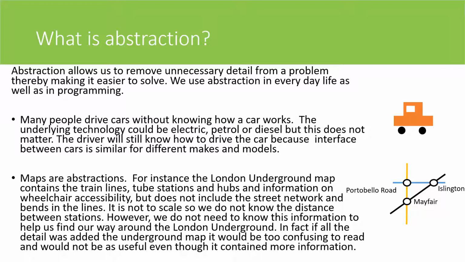Another type of abstraction that we use day to day is maps. The London Underground map is a particular example that only contains train lines, the tube stations, hub information and information on wheelchair accessibility, but doesn't include information on street network, bends in the lines, or distance. It's completely out of scale. All that information, if it was added, would make the map really tricky and difficult to read and make it less useful. So by abstracting out the details that we need to use the London Underground, the lines, the stations and so on, it is much easier for us to use, pulling out only the information that we need.